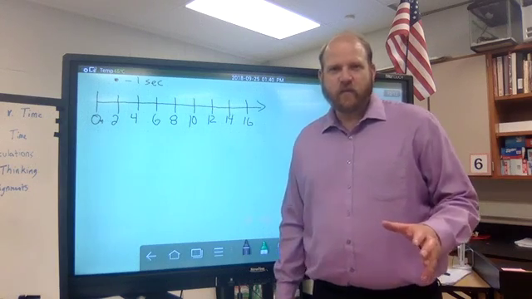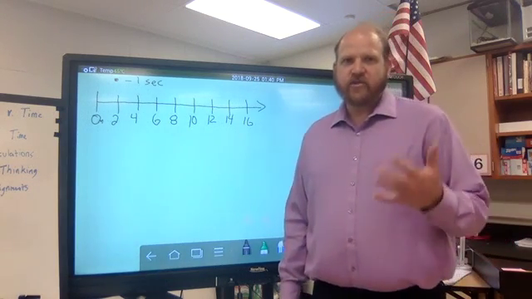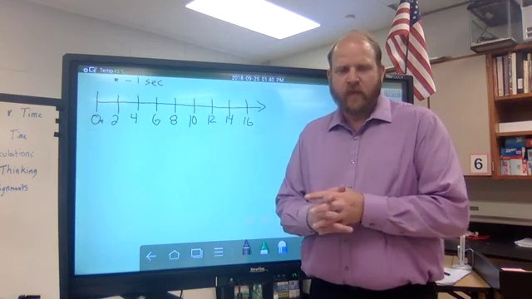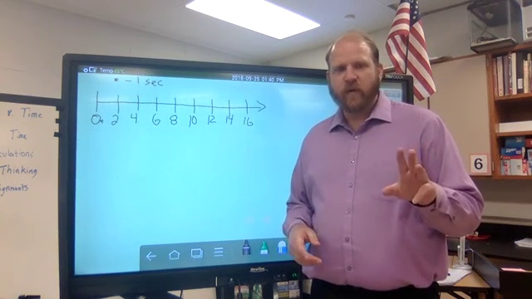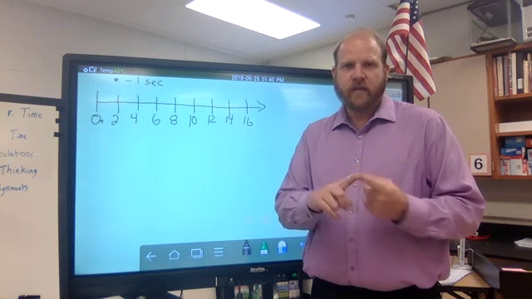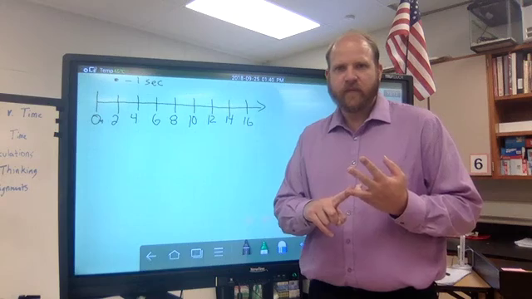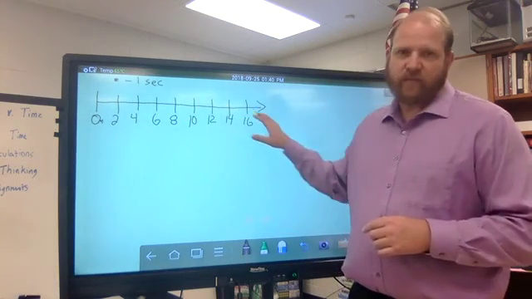Okay, so in this lesson, what we're going to learn is how to translate information from one graph to another graph. The three types of graphs that we're going to be working with are motion maps, position versus time graphs, and velocity versus time graphs. So I've started out here with a motion map.